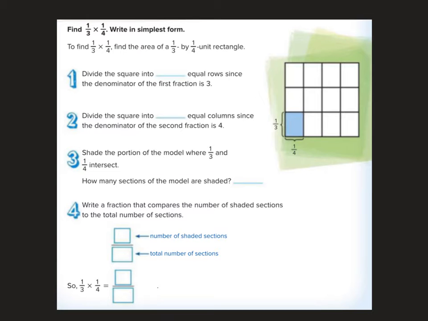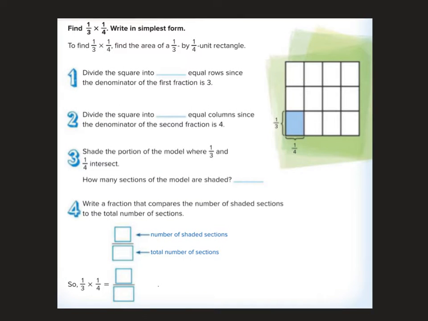So if I wanted to find 1/3 times 1/4, we know we're going to multiply numerators and denominators, so it's going to be 1/12. But why? Let's figure out why. So we're going to divide the square into 3 equal rows since the denominator of the first fraction is 3. So notice I cut here and I cut here. 3 rows. Rows go side to side, columns go up and down. Then we're going to divide the square into 4 equal columns based on this 4 right here. Okay, so I'm going to divide it into 4 equal columns.